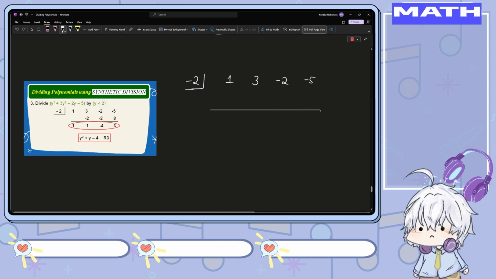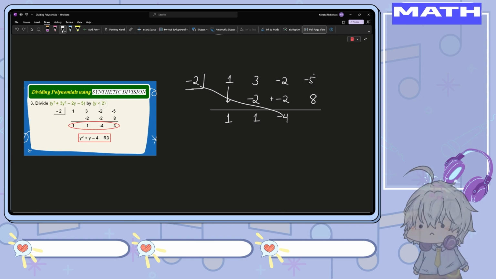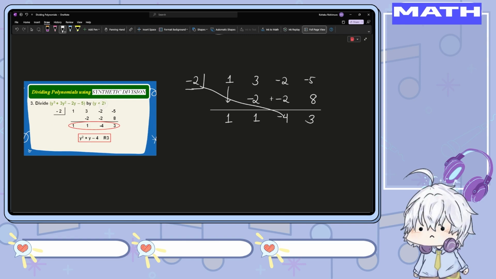If we do so, we will arrive at this. We bring down first 1. Then 1 times negative 2 is going to be negative 2. We add these two. 3 plus negative 2 is 1. We repeat. 1 times negative 2 is going to be negative 2. If we add these two, it's going to be negative 4. And negative 4 times negative 2 is positive 8. 8 plus negative 5 is going to be positive 3.